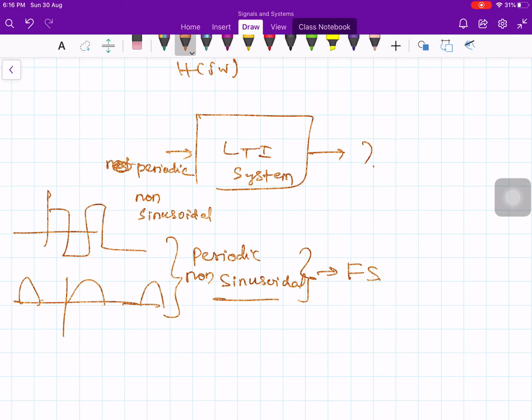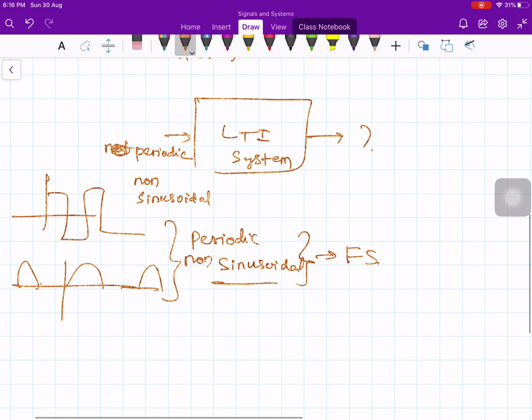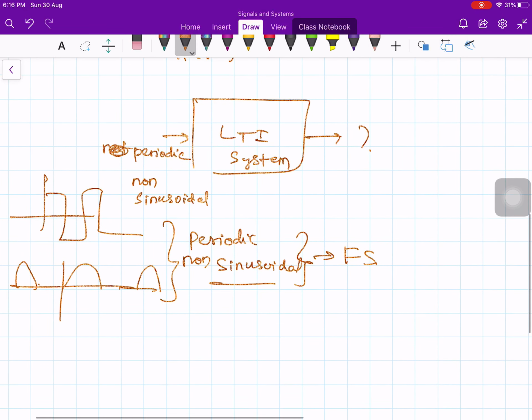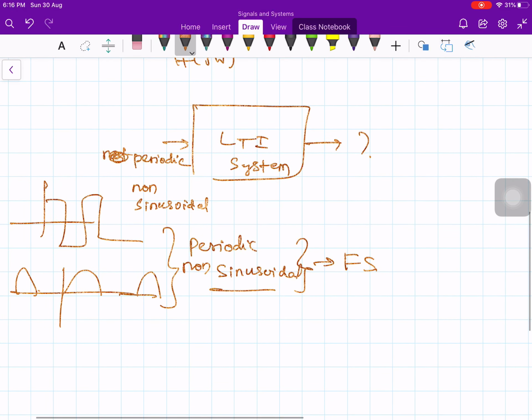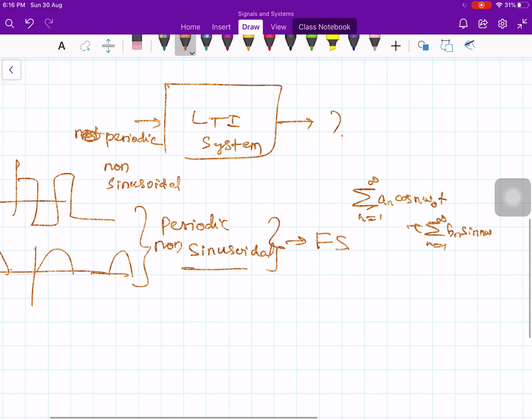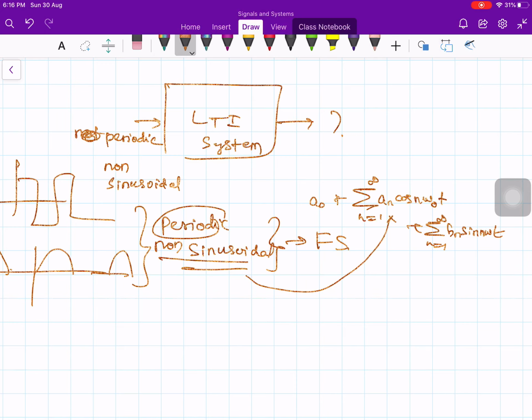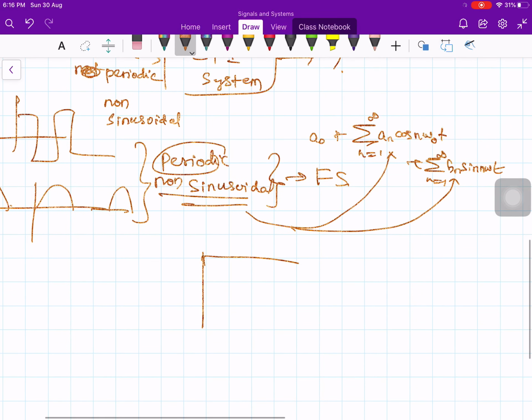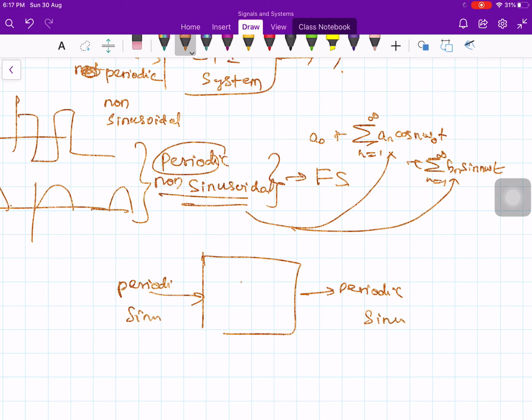The Fourier series representation is in terms of sine waves, in the sense that any non-sinusoidal periodic function can be thought of as composed of several sinusoids. If you recall the definition, it is the sum from n equals 1 to infinity of a n cos n omega naught t, plus the sum from n equals 1 to infinity of b n sin n omega naught t, plus a naught. Therefore the periodic non-sinusoidal function can be represented in terms of sinusoidal functions. Then your job is over: the input is sinusoidal and periodic, and the output is also periodic and sinusoidal, so your job is very simple.